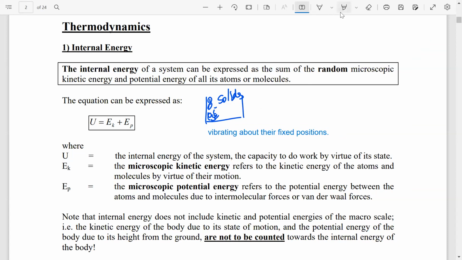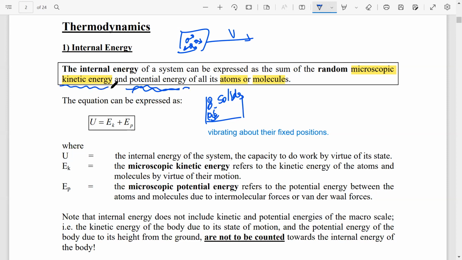Because of that, the molecules or the atoms themselves have kinetic energy. And this is what we mean by microscopic kinetic energy. It's not the kinetic energy of the system moving in a macro view. No, it's the sum of the KE of the molecules inside. And the potential energy is dependent on the distance between the molecules. So the larger the distance, the higher the potential energy. So the potential energy for gas is larger than for liquid, which is larger than for solid.